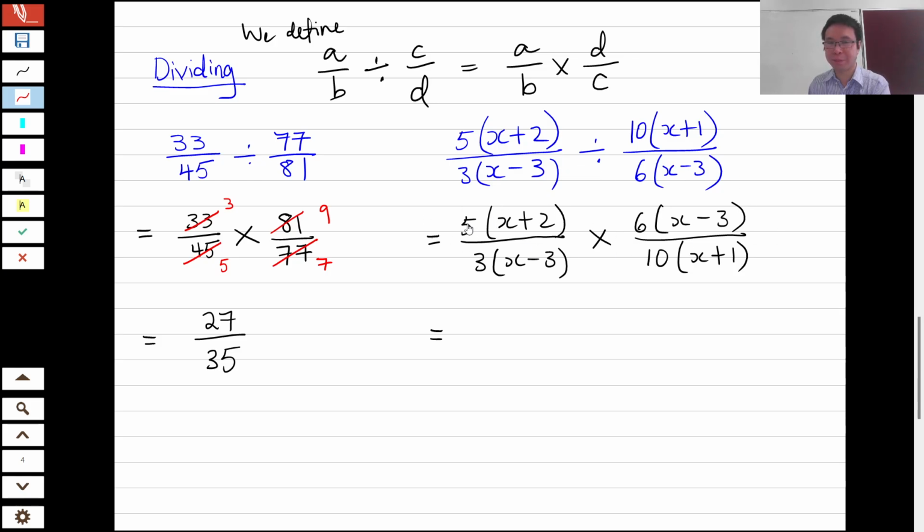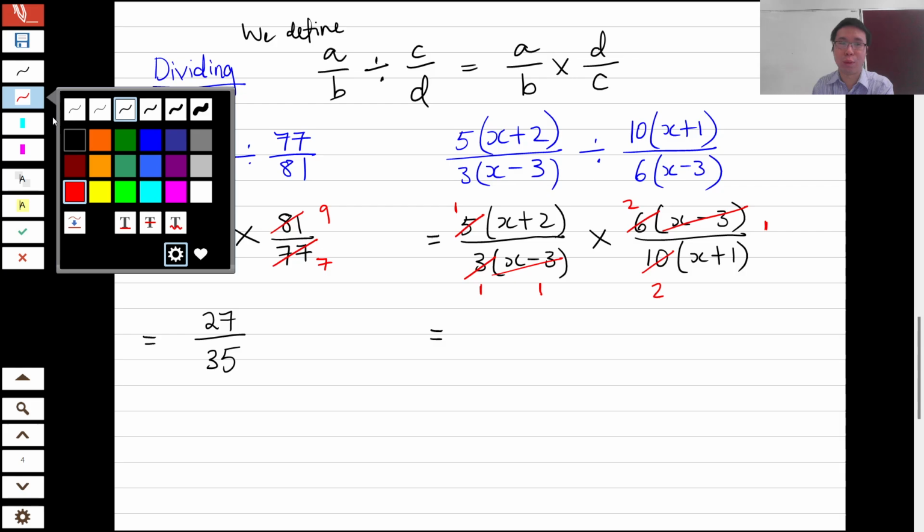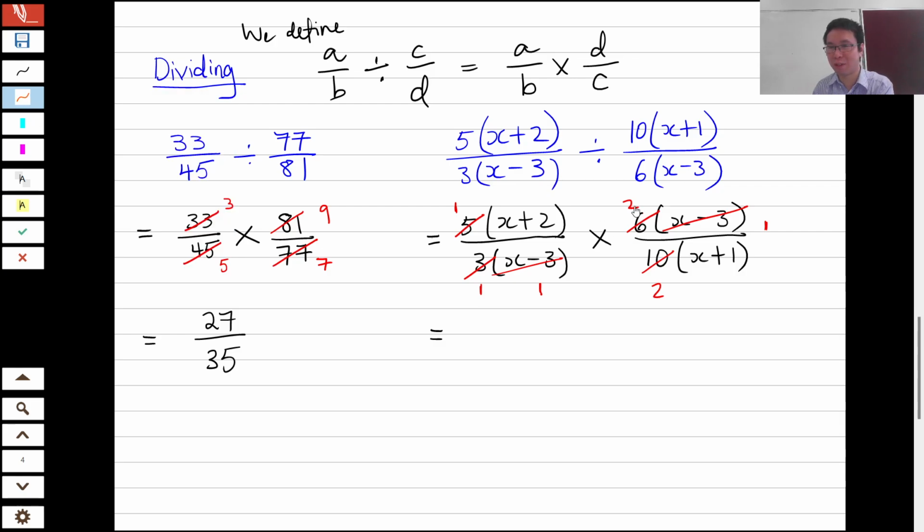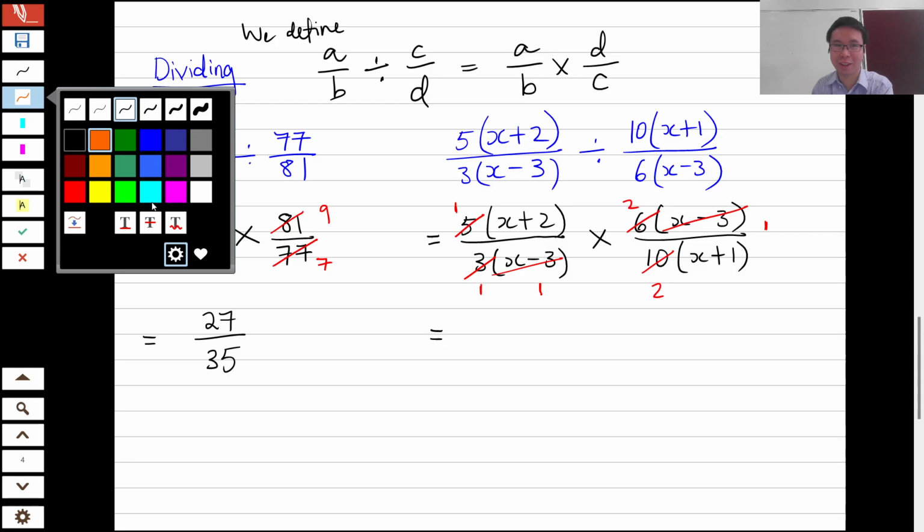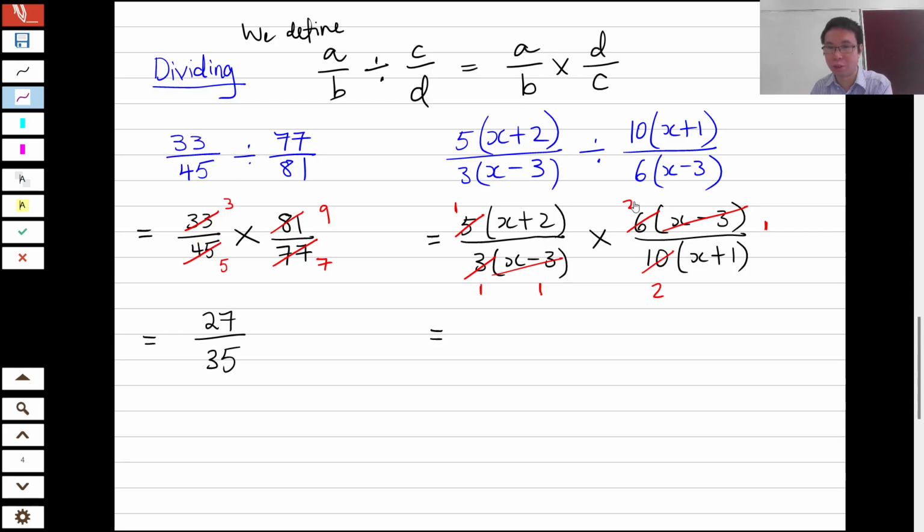Okay, 5 and 10, that's going to cancel to 1 and 2 because it's a common factor of 5. 3 and 6, that's going to cancel to 1 and 2 because it's a common factor of 3. And the x minus 3 is also going to cancel as well. So at the end, I'm going to have, well, actually, there is one more cancellation that's going to happen because I've got 2 and 2. So I can actually cancel that to 1 and 1.